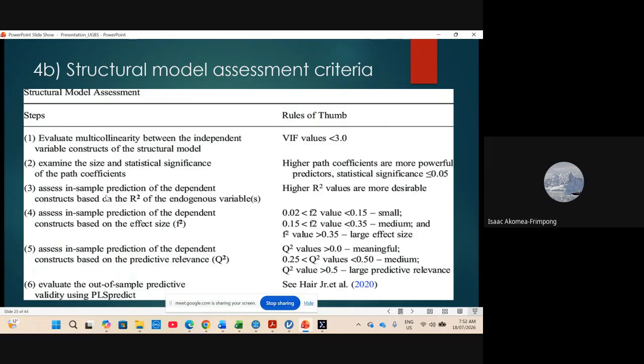Any other thing that you have to report? Check, assess the in-sample. So this is where we look at the R square and then adjusted R square. I guess you still remember R square and adjusted R square. They are called the coefficient of determination. They help us to know the explanation of the dependent variable based on the independent variable.